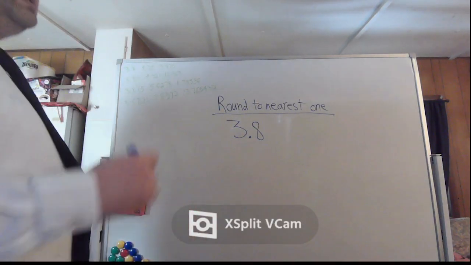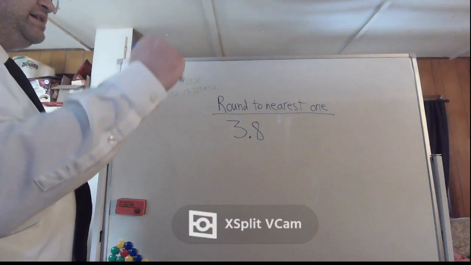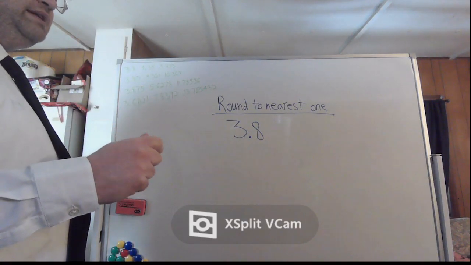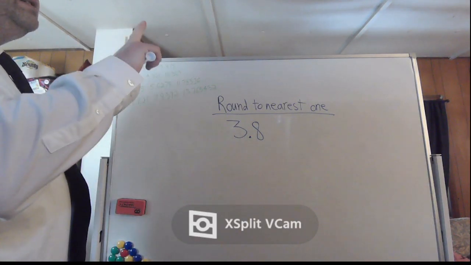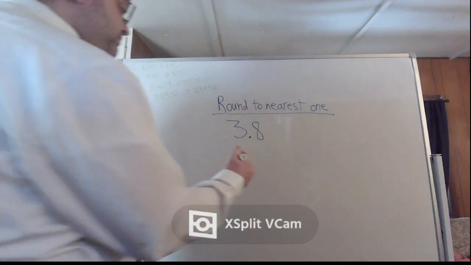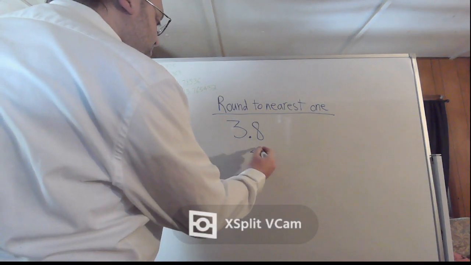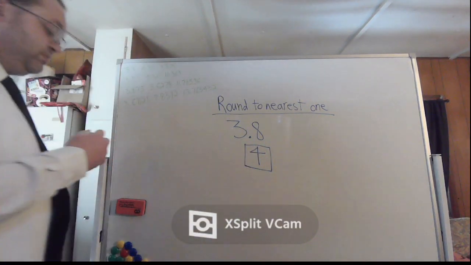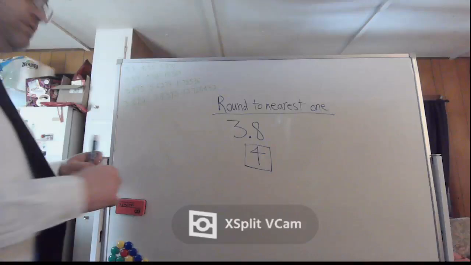So remember, if it's 5 or greater in the place that comes after the number we're trying to estimate, we round up to the nearest number. If it's 4 or lower, we'd round down to the nearest number. So your answer for this, to round it to the nearest 1 or the nearest whole number, would be 4. And 3.8 rounds to 4.